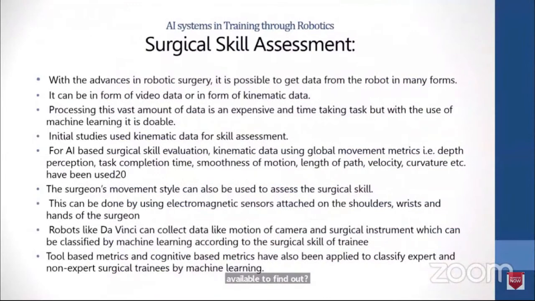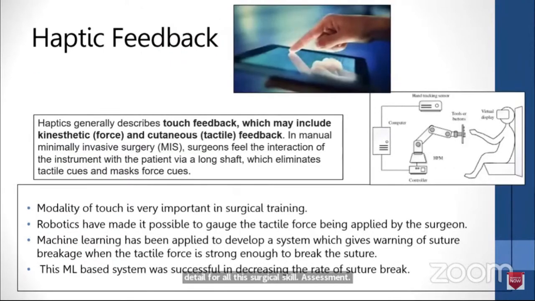Then we can train through robots, and do surgical skill assessment through robots with advanced robotic surgery. It's possible to get data from the robot in many forms. It can be video data or kinematic data. Processing this vast amount of data is expensive and time-consuming, but the use of machine learning makes it doable. The initial study used kinematic data for skill assessment. I'm not going to go into much detail, but all this surgical skill assessment through robotics could be done with AI.